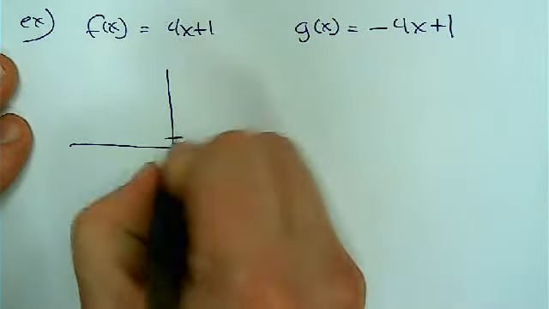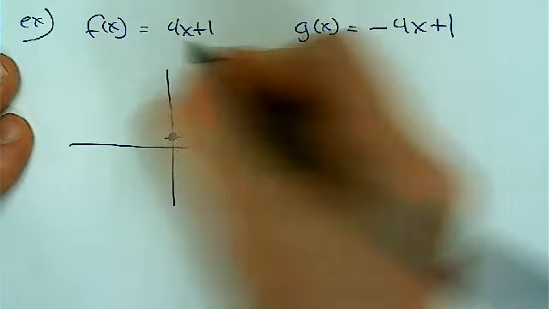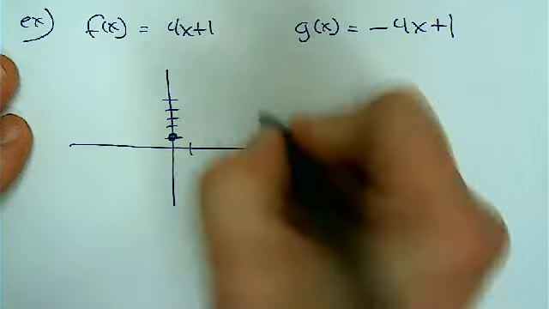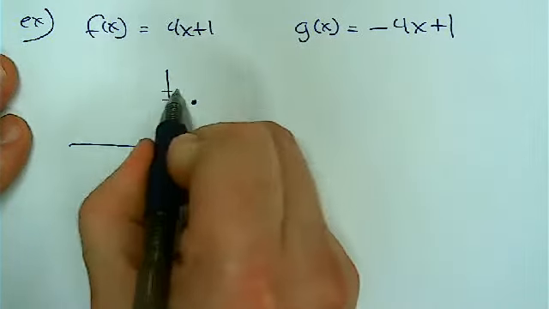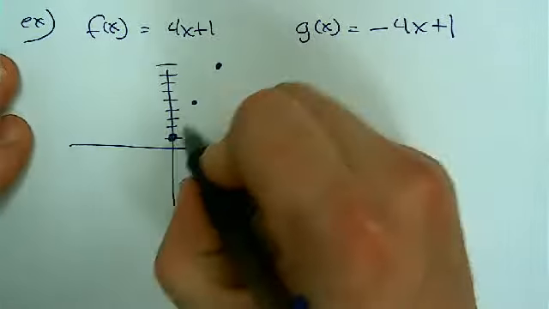So let's graph f of x. I'll do that in the blue. So there's that. And my slope is 4. So I go up 4, 1, 2, 3, 4, over 1. Up 4, 1, 2, 3, 4, over 1. So there's my line.